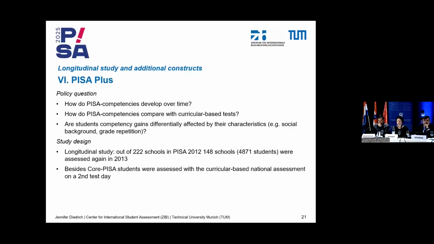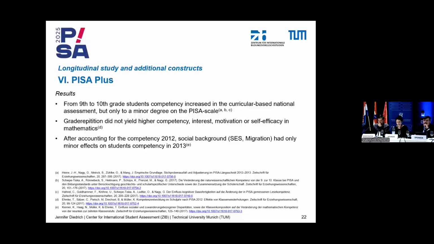And what we learned from this study is that from 9th to 10th grade, we saw not too much increase in competency gains on the literacy base, but some gains on the curriculum-based test. And we saw that grade repetition did not yield higher competency or interest or motivation. Also, the main predictor for competency in 2013 was the competency in 2012, less so the social background of the students.